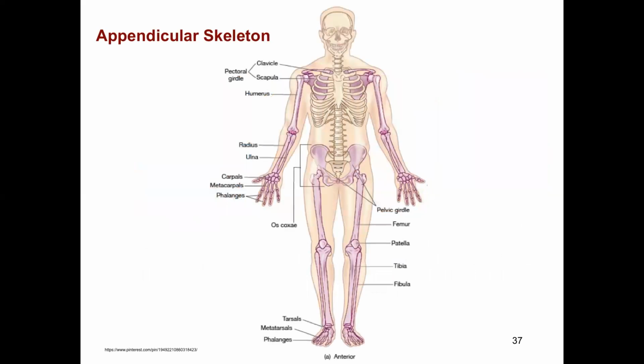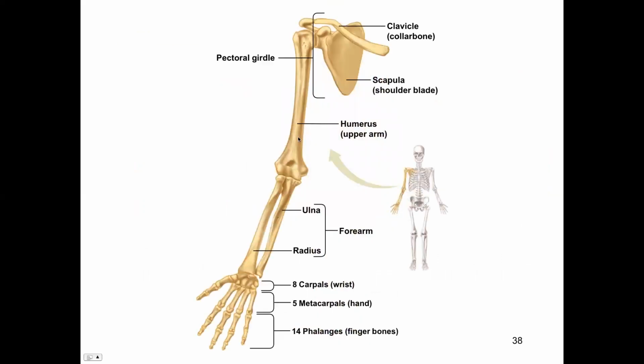Then we have the appendicular skeleton. So these would be your appendages, all right? And that which holds them, so your clavicle and your scapula, as well as your pelvic girdle, all right? So we go through these. We have 2 clavicles and 2 scapulae. We have our humerus, which is the upper arm. Then the forearm is made up of 2 bones, the ulna and the radius.